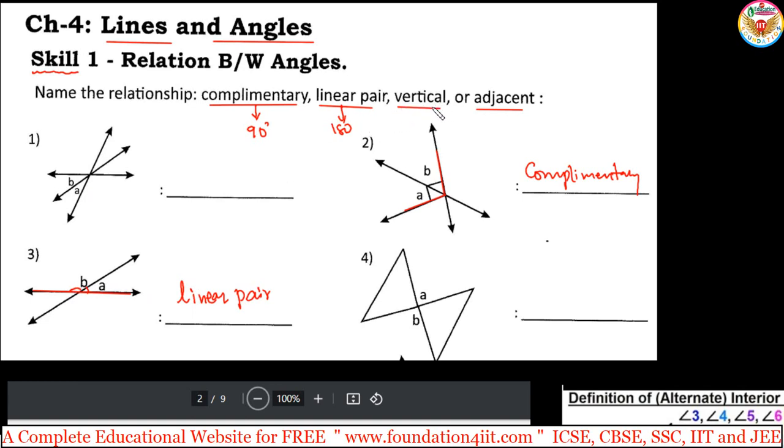Next, vertical. Vertical angles are just opposite to each other. Angle A and angle B are exactly equal and opposite. So both these examples come under vertical angles.